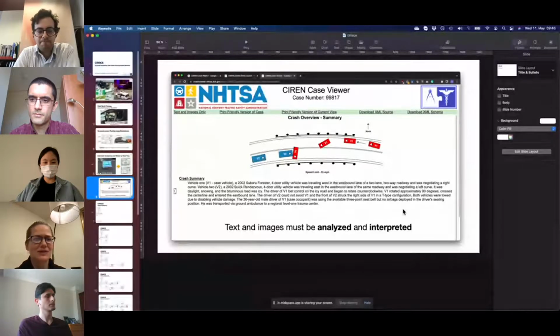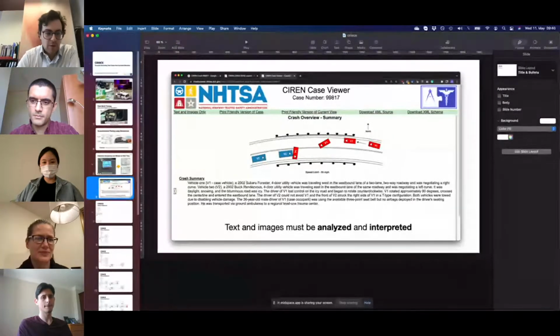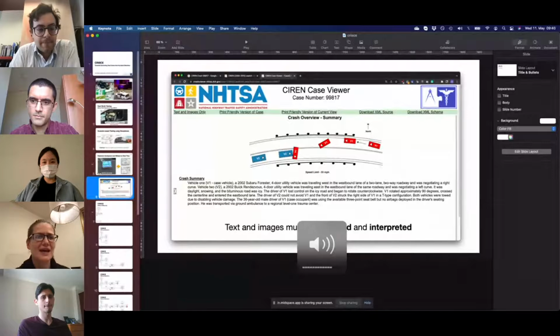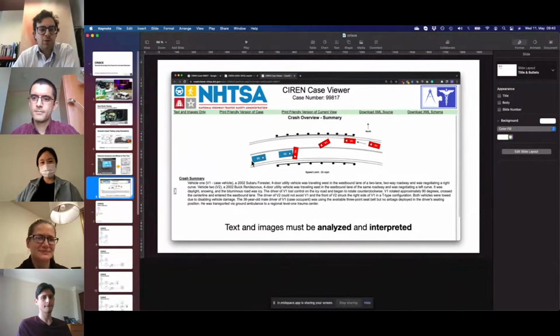Anybody else have another question? Can it actually handle multiple cars, or just two cars right now? Can it handle multi-car collisions too? Not yet. It's part of our future work.